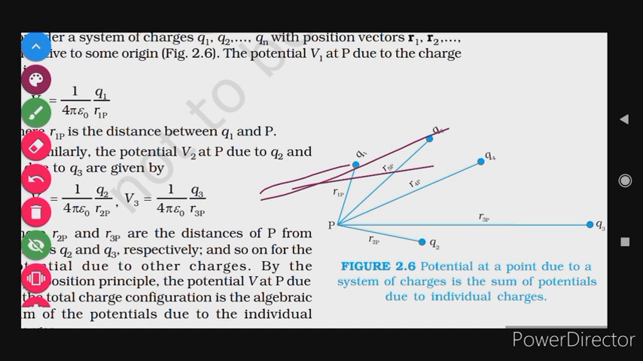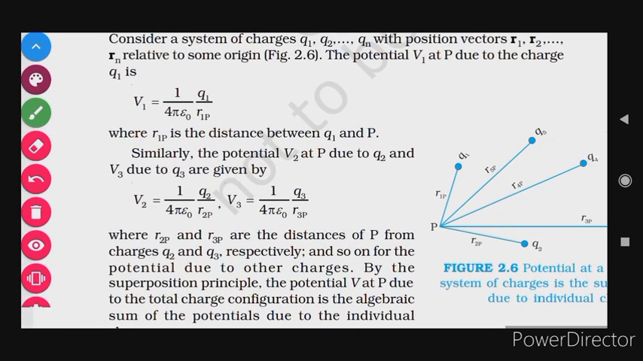Now we have to find the potential due to these charges at a point P, which is at a distance r1P from charge q1, and similarly for the others. So this is the distance of all the charges from this point. We have to find the potential due to all these charges.